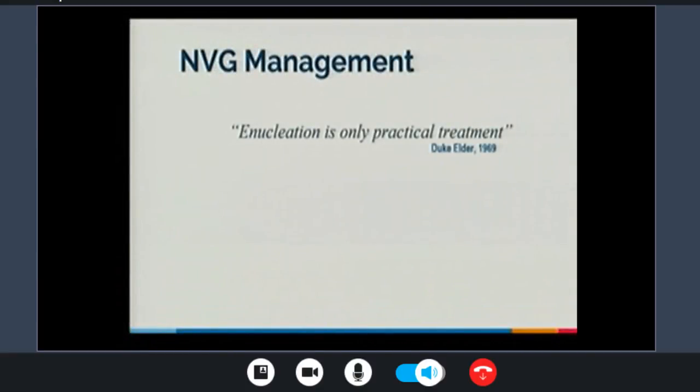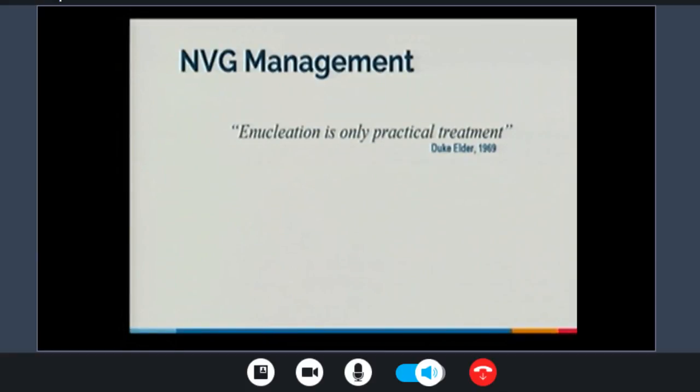So regarding the management, as I say, the diagnosis is very easy, but the management is not easy. Three to four decades ago, the father of ophthalmology, Duke-Elder, said that enucleation is the only practical treatment for neovascular glaucoma. And honestly, I lived that era. During my residency here in this hospital in the late 80s, when we saw a patient with neovascular glaucoma, the conception that we're going to talk about later on was not in our mind, or at least was neglected by us.